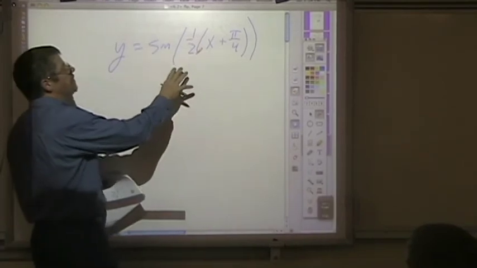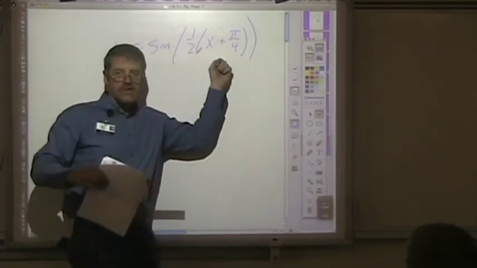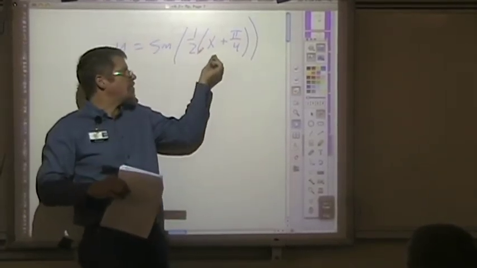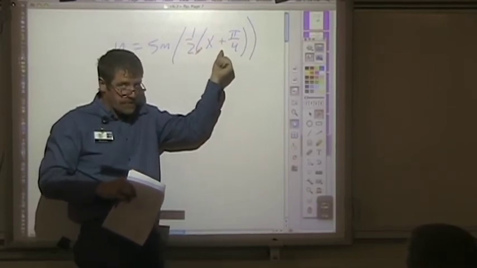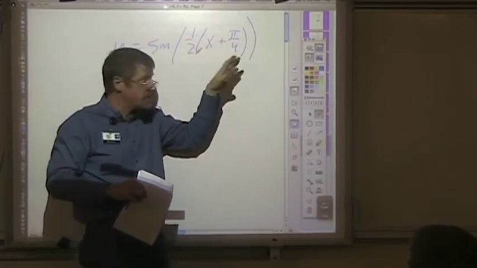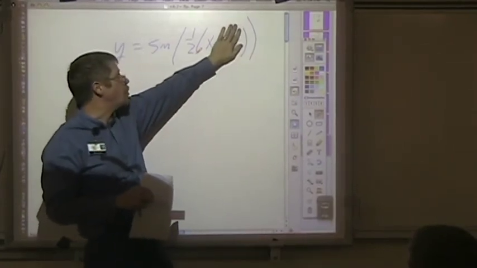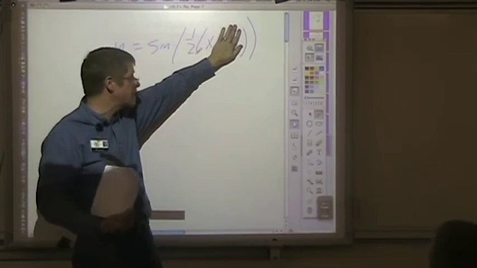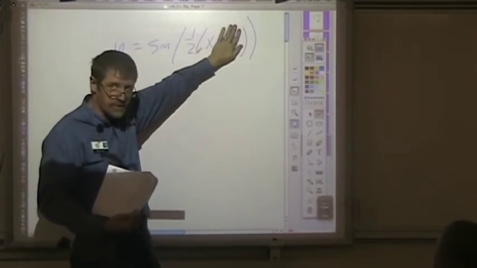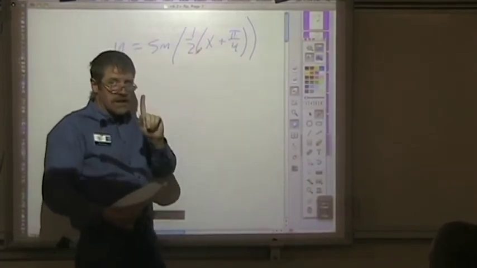All right, so here's what we do. The only thing that's different between this one and the other ones we've done is that we have a horizontal shift of pi over 4 units left. So what we're going to do is ignore that, plot 5 golf balls, and then take all 5 golf balls and shift them pi over 4 units left.